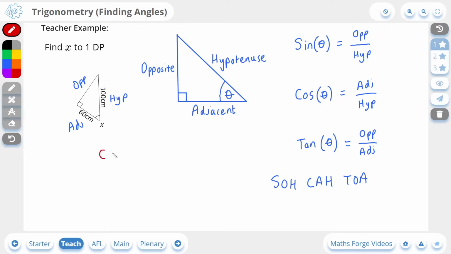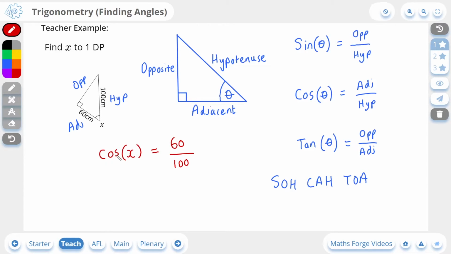So cos of the angle in the question, in this case, they've labeled the angle x, even though on the right-hand side I've written it as theta, the Greek letter theta. I'm going to write it as x here because this is what we're looking for. And cos of the angle is equal to the adjacent side, which we know to be 60 centimeters. So I'm just going to write 60 over the hypotenuse, which we know to be 100. And now to actually find this angle x, you have to isolate it. You have to get it on its own.